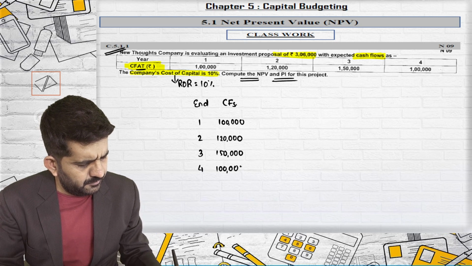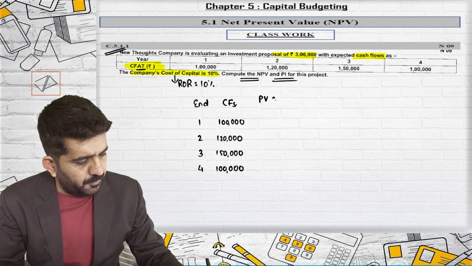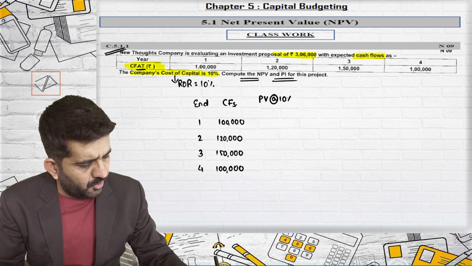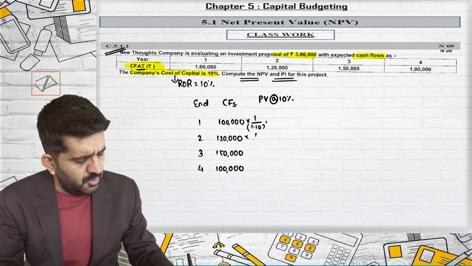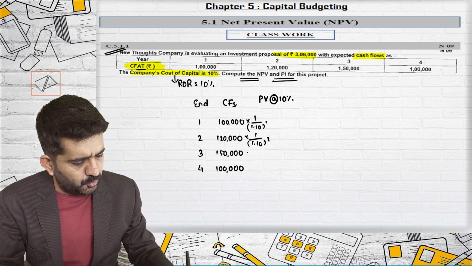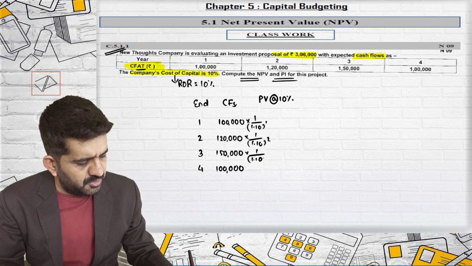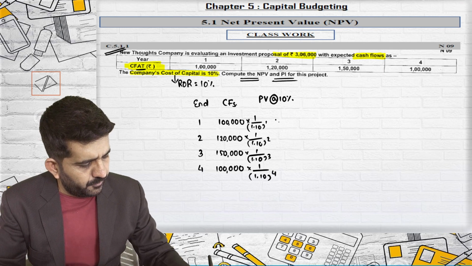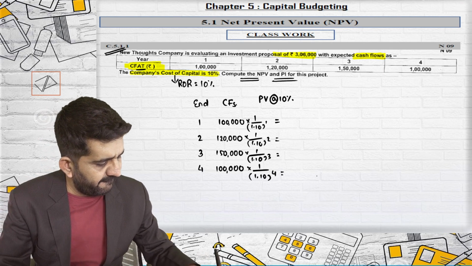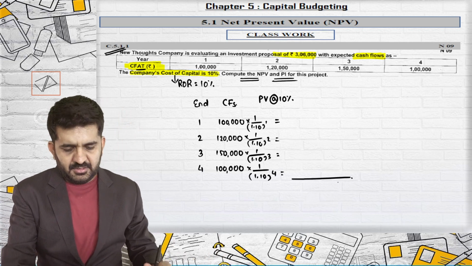1 lakh. I will be finding out present value at the rate of 10%. So it is 1 divided by 1.10 raised to 1, 1 divided by 1.10 raised to 2, 1 divided by 1.10 raised to 3, 1 divided by 1.10 raised to 4. I'll be getting the answer in calculator.